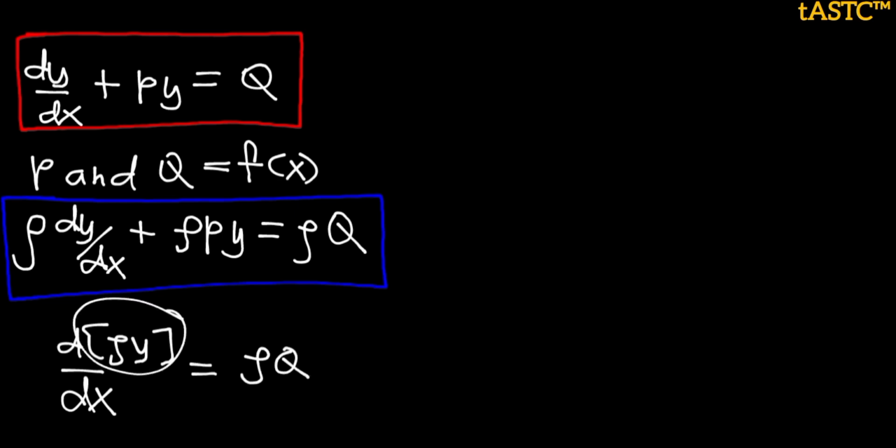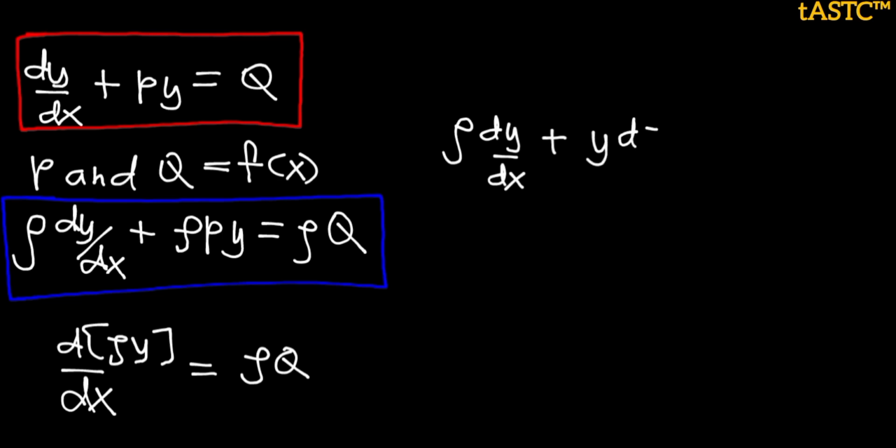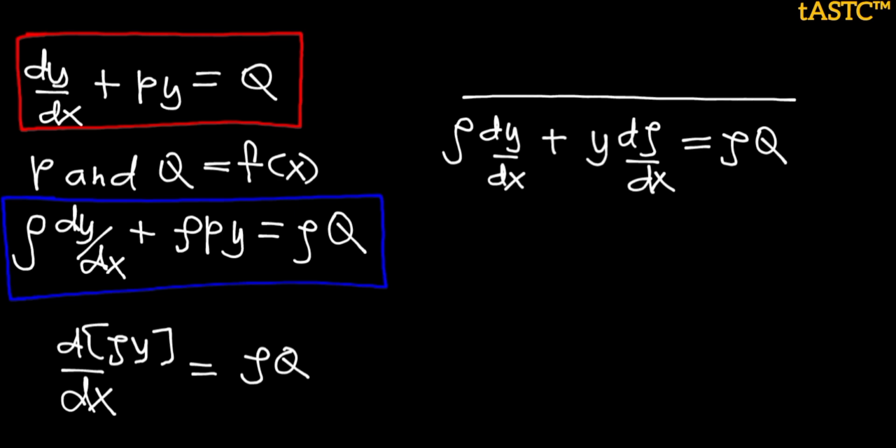So let us find out what is going to be the derivative. Now, because we have these two functions as different functions, we're going to use the product rule in differentiating it. So that is going to give us rho dy/dx for the first term. And for the second, we're going to have y d rho/dx. And like we said, all these should be equal to rho q. So this is another equation created.